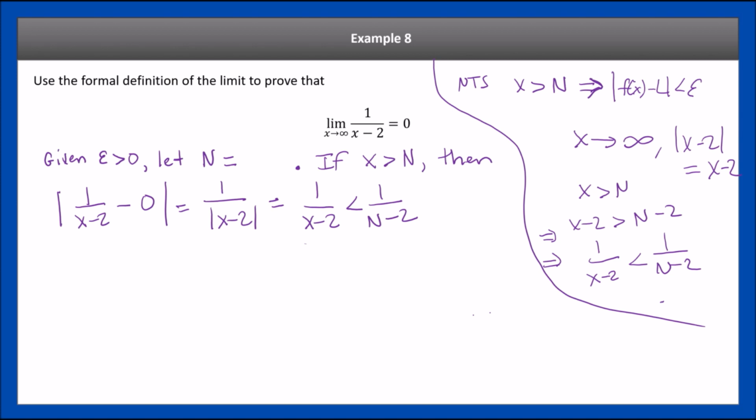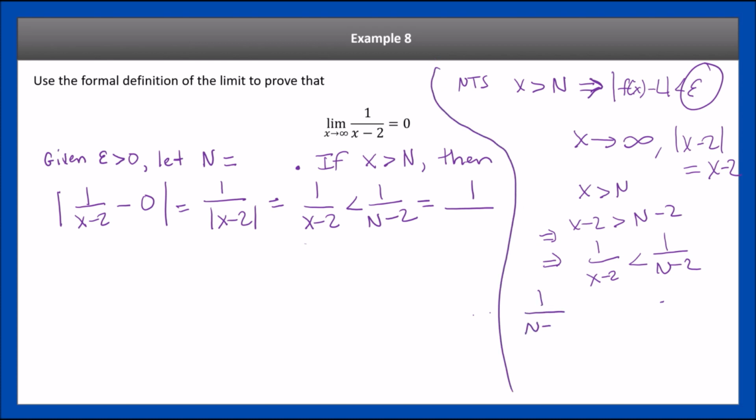Okay, so now we showed that it's less than a quantity. Now we're going to express that quantity in terms of epsilon, because we want n in terms of epsilon. So what does n have to be? Let's do this off to the side and say we need 1 over n minus 2 to be equal to epsilon. Let's solve it. It's going to be 1 over epsilon equals n minus 2, and then add the 2 to both sides. And there you go. So n has to be 2 plus 1 over epsilon.